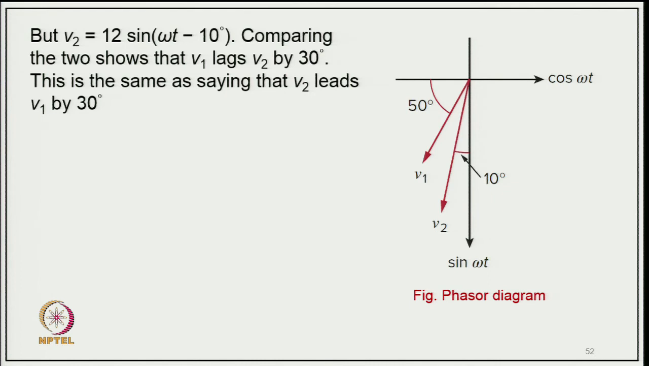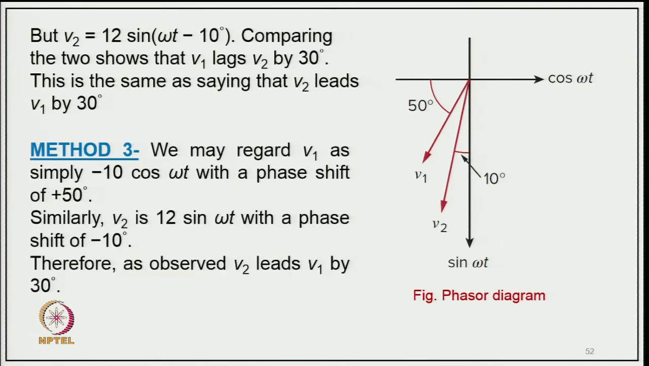So, comparing these two, V1 lags V2 by 30 degrees, which is the same as saying that V2 leads by 30 degrees. Here, if you take the waveform, typically anticlockwise, you will see V2 is leading V1 in phasor diagram 2.